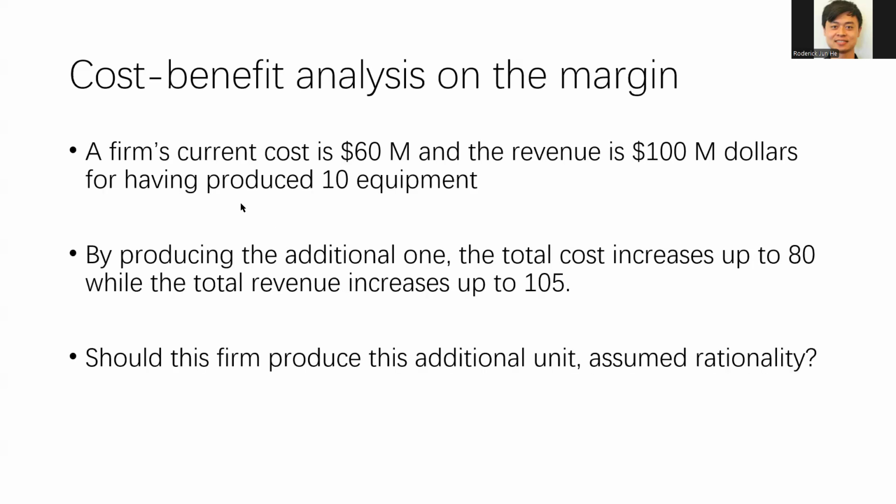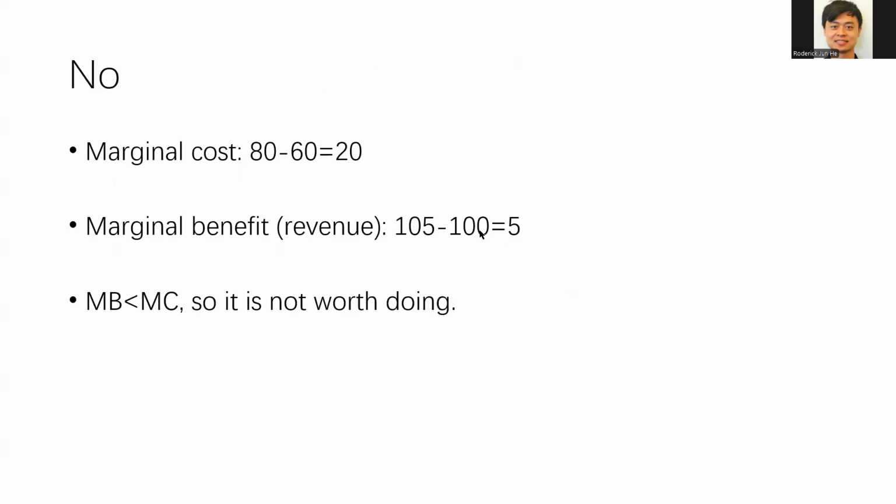By producing this additional unit, you increased your cost from 60 to 80. So that means the cost is increased by $20 million, right? While by producing this additional one, the revenue only increased from 100 to 105. The magnitude of increase is only $5 million. So here, the marginal cost, which is the cost of producing this additional equipment itself, is $20 million. And the marginal revenue, the revenue of producing this additional unit, is only $5 million. So let's focus on producing this single additional unit. The cost is 20, the benefit or revenue is 5, cost exceeds the revenue, then we shouldn't do it.